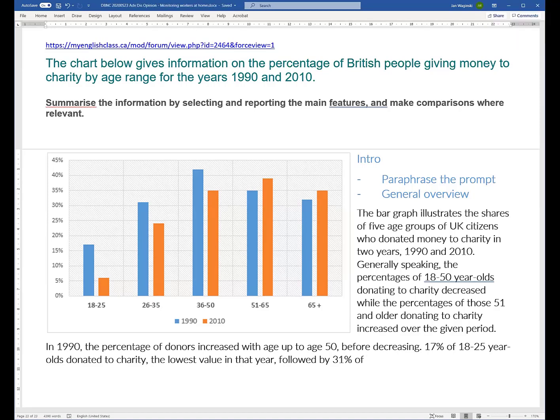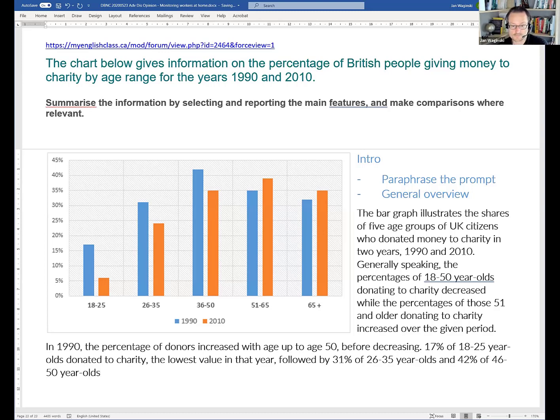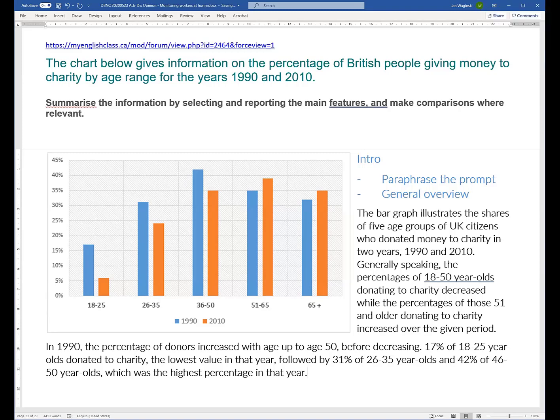Of 26 to 35-year-olds, and about 42% of 36 to 50. Here also, which was the highest percentage in that year? We can say in the chart, because at least we compare with the other one. Sure. In the chart.